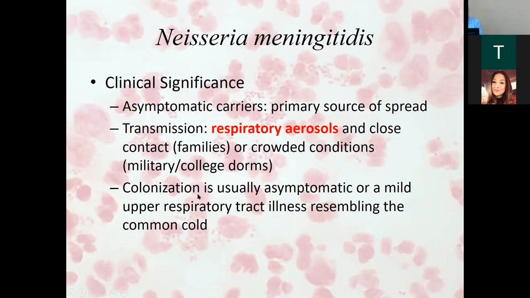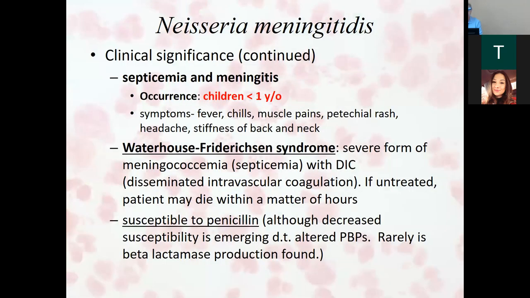Colonization is usually asymptomatic, or a mild upper respiratory tract infection, like a common cold. But what we do see, with clinical significance, is in children under a year old: septicemia and meningitis. So this is one of our big ones as far as causing meningitis in babies. Symptoms: fever, chills, muscle pains, petechial rash, headache, stiffness.